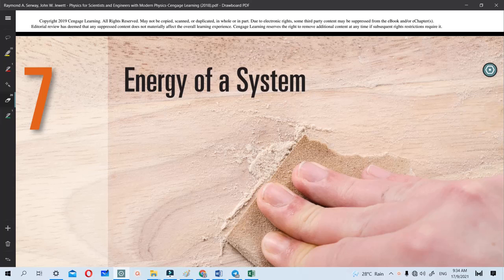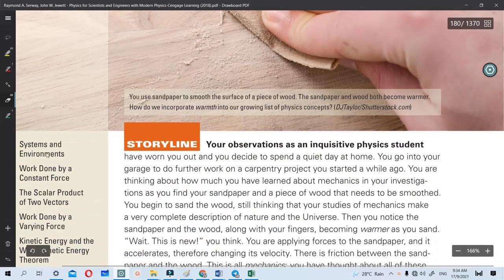For your information, when we start talking about energy, chapter 7 alone is not enough. It actually comes together with chapter 8, okay? It's under the same umbrella. Okay, let's have a look at what's given by the book.